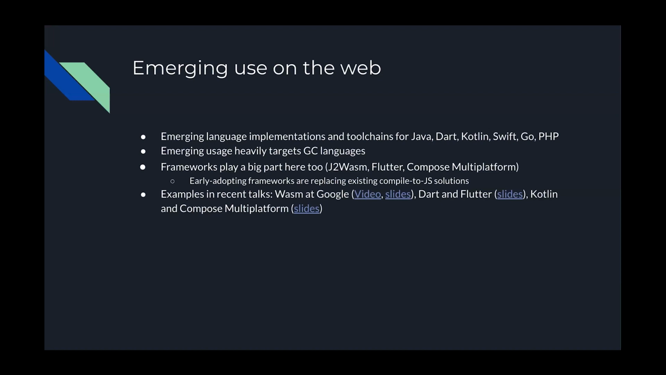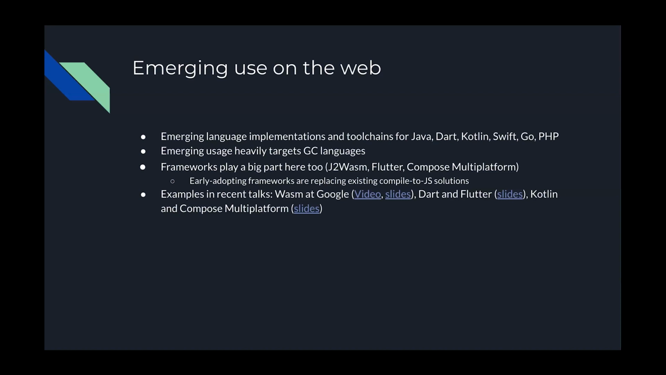Frameworks play a pretty big part here too, again, because it takes more than just a language to make an app. Some of these, like Flutter, for example, are cross-platform frameworks that will let you build an app that runs identically the same on iOS and Android and the web and Windows and Mac. And a lot of developers really value that. Compose Multiplatform is a similar thing for Kotlin.